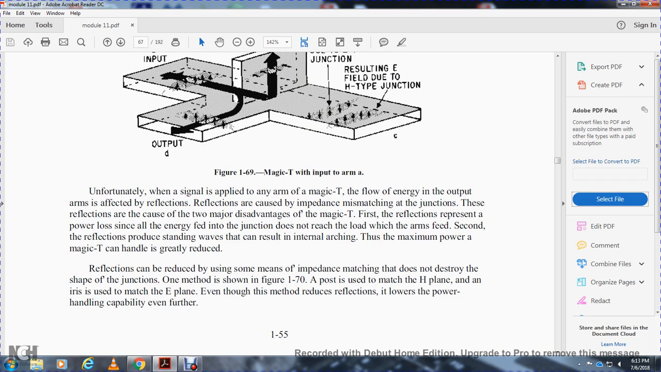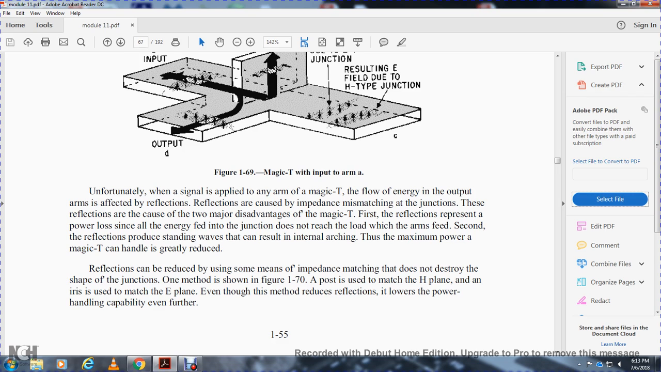Unfortunately, when a signal is applied to any arm of the Magic T, the flow of energy to the output arms is affected by reflection. Reflection is caused by the impedance mismatch at the junction. Reflection causes the two major disadvantages of the Magic T. First, reflections represent a power loss, since not all the energy fed to the junction reaches the load of the arm it is fed to. Second, the reflection produces standing waves that can result in internal arcing. Thus, the maximum power the Magic T can handle is greatly reduced.